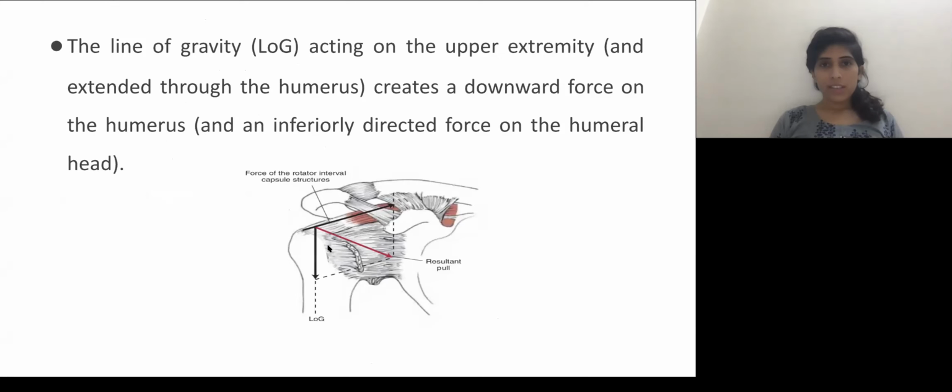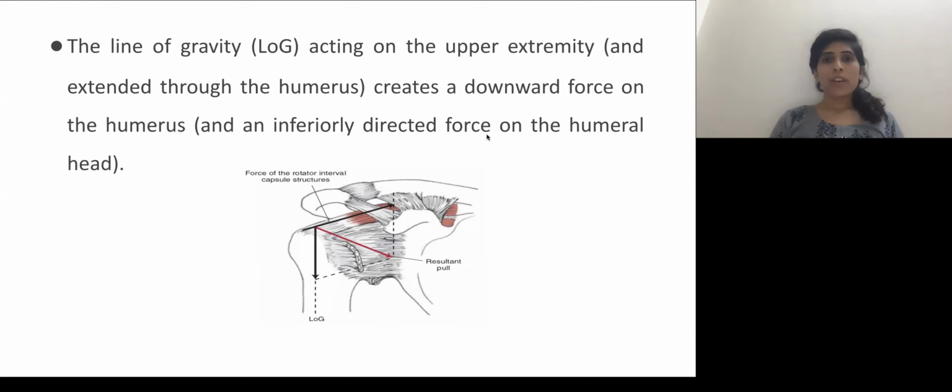So here in this diagram you all can see the line of gravity which is acting on the upper extremity, which extends in the vertical or downward direction, and which creates the downward force. Okay, so here you all can see this LOG that is acting on the upper extremity and which creates the downward force on the humerus.